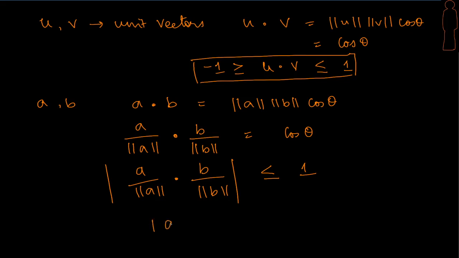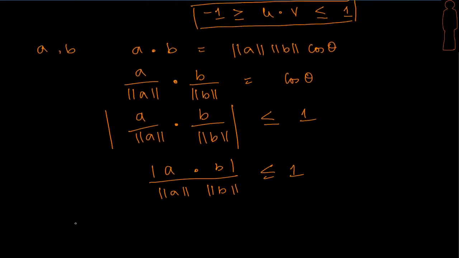I can say that this is going to be the modulus of A dot B divided by the magnitude of A times the magnitude of B. I have dropped the modulus here because magnitudes are any day positive, and this must be less than or equal to 1. Okay, and what does that tell us? It says that the modulus of the dot product has got to be less than or equal to the product of their individual magnitudes, right?